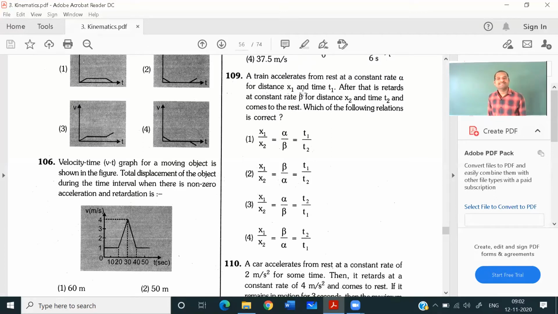Now, a train accelerates from rest at a constant rate alpha for a distance x1 and time t1. After that, it retards at a constant rate beta for a distance x2 and time t2 and comes to rest. Which of the following relations is correct? Time t1, time t2, everything is given.